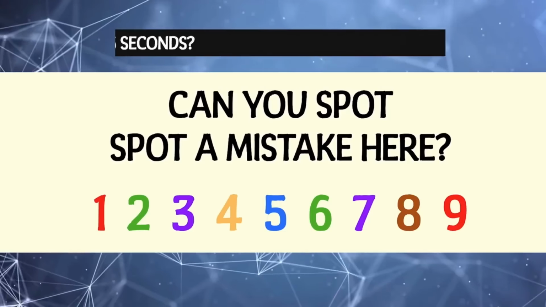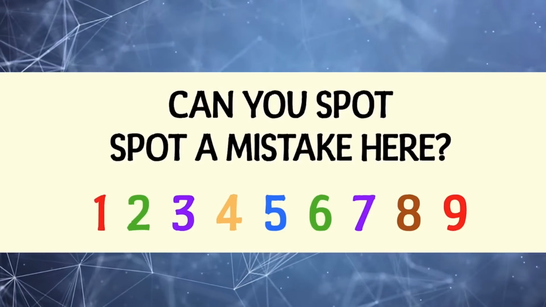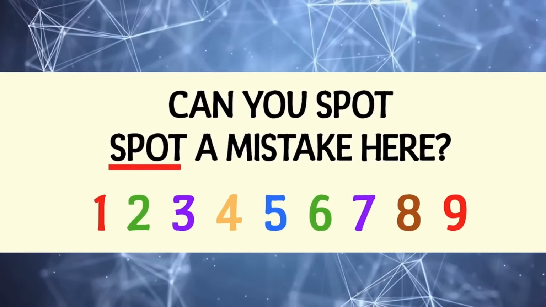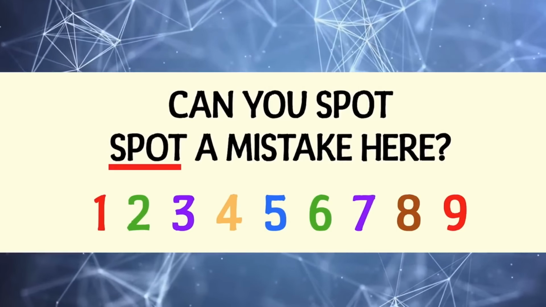The numbers are only here for a distraction, and they succeeded. Bested yet again. The mistake is not in the numbers or their colors. The mistake is that the word spot appears twice. Your brain doesn't always show you the reality. It often shows what it is used to.